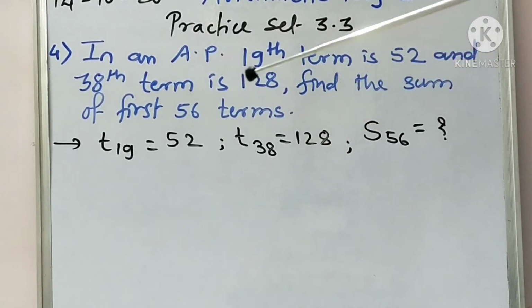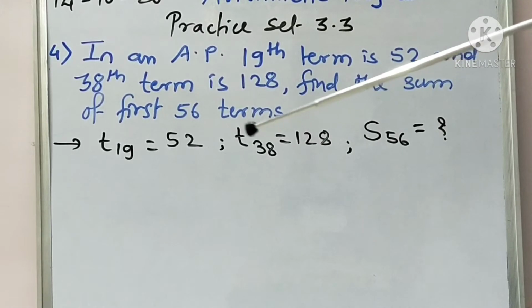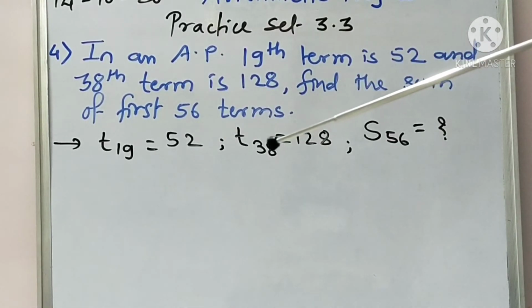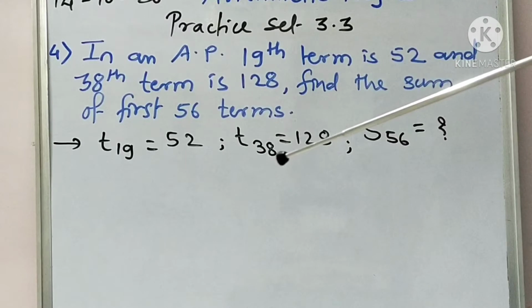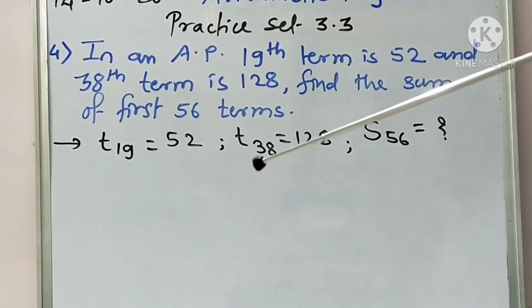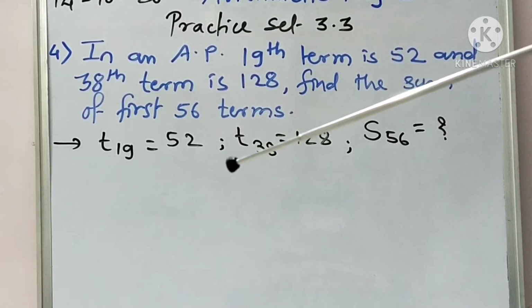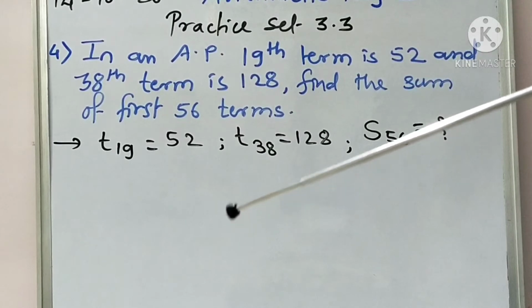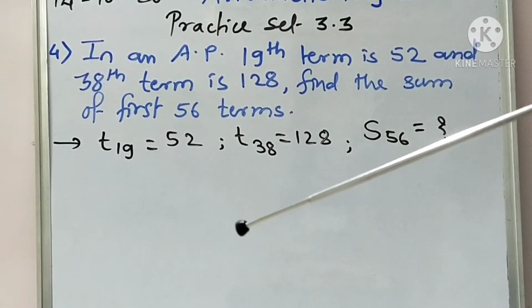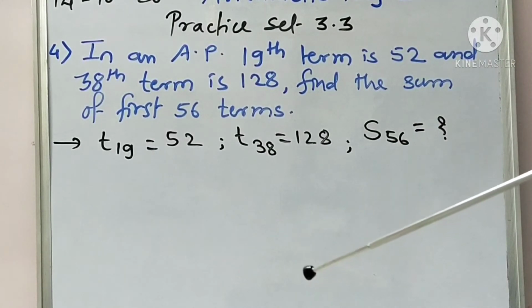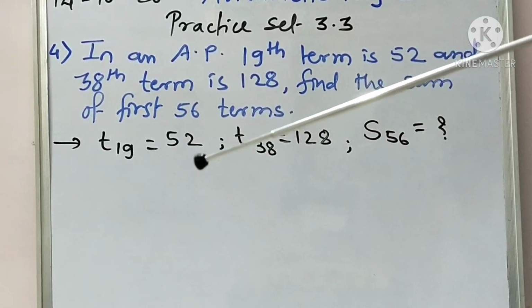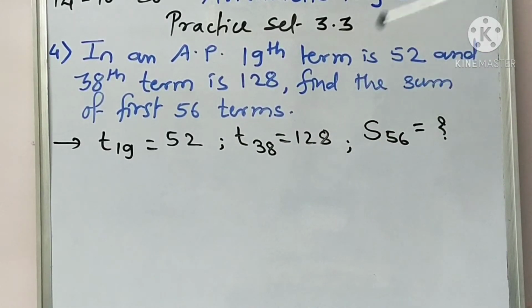Like in the previous practice set, we saw this kind of example. We get two linear equations in two variables, means in terms of a and d, and we simplify them by the elimination method to find a and d. Okay, so how we form these two linear equations, we see here. So pay attention over here, students.